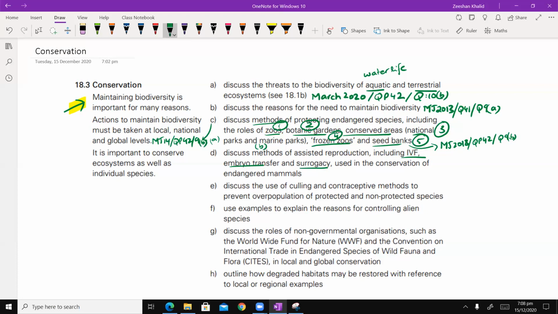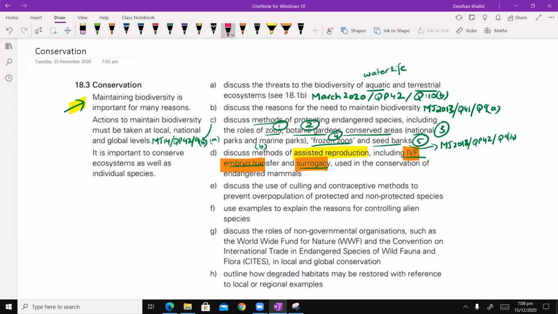So it's basically an extension of the idea of conservation, that we use some artificial methods. We call that assisted reproduction. And inshallah, we will talk about exactly what assisted reproduction is, using the following three methods, which are IVF, embryo transfer, and surrogacy, in the conservation of animals.